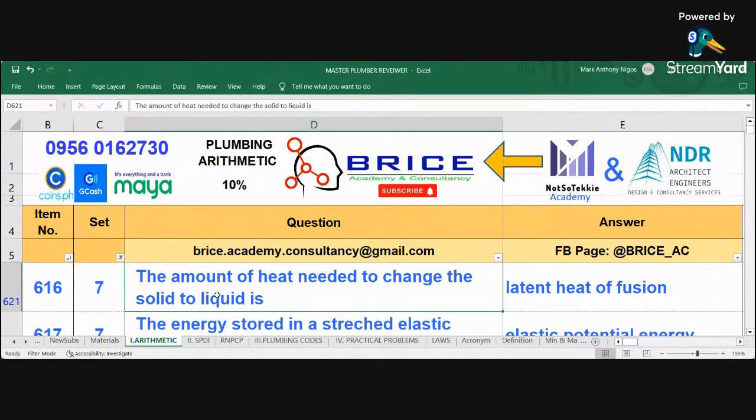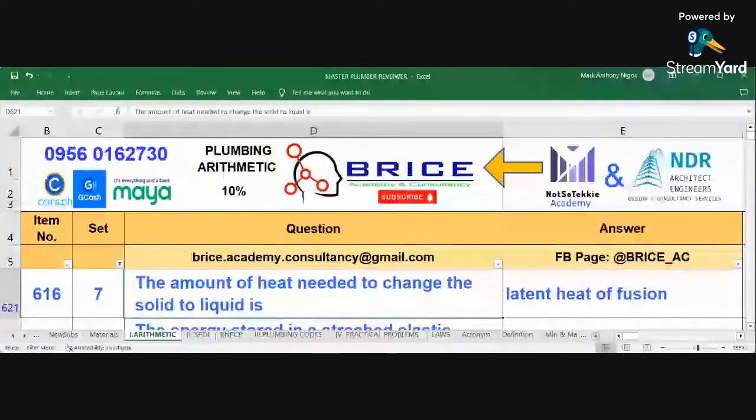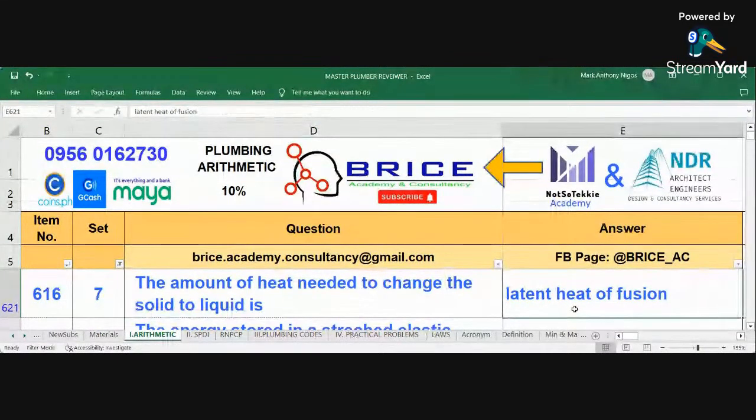616. The amount of heat needed to change a solid to liquid is, the answer is latent heat of fusion.